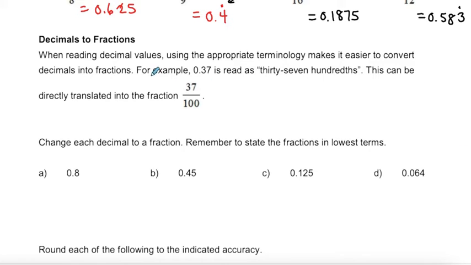fraction. So we can read this as 0.37, but mathematically it's 37 hundredths because we have to look at the place value. And because we read it as 37 hundredths, it gives us a clue about what our denominator has to be. And then from there, we would change this fraction into lowest terms if it's not already in lowest terms.